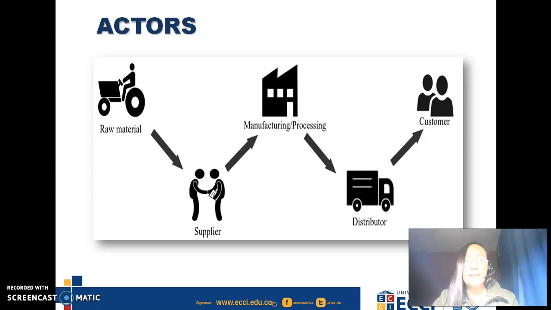And finally, we have the customers. Customers are any organization that purchases and uses a product. A customer organization may purchase a product to incorporate into another product that they sell to other customers.